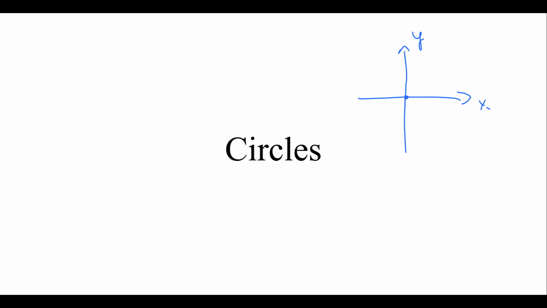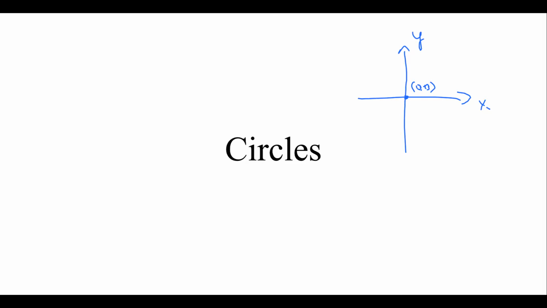Now, what is the coordinate of that point? The coordinate of that point is 0, 0, right? Because x is 0 and y is 0. So my circle, I want it to be centered at 0, 0. The next question that I want to ask is, well, how long is the radius? Let's say that I want my radius to have length of, let's say, 4 units.